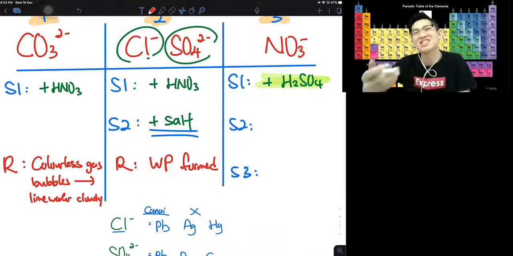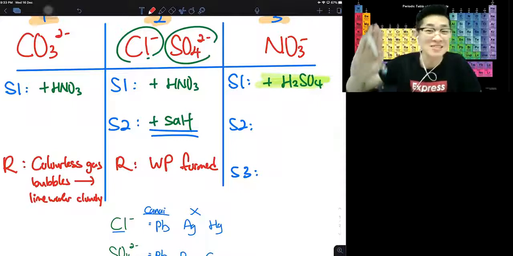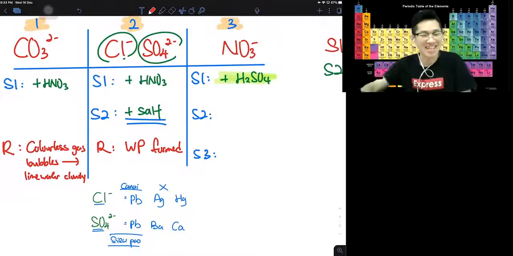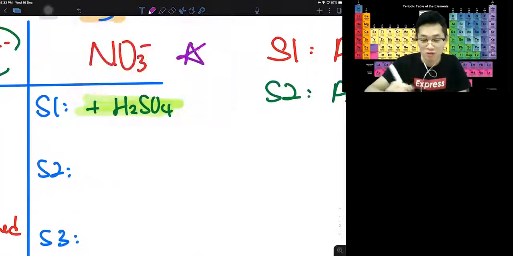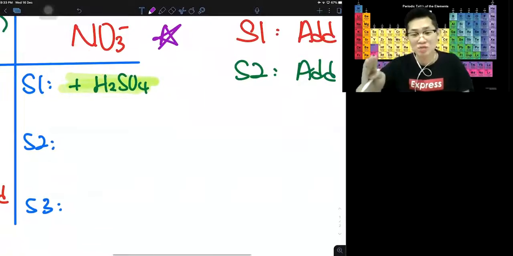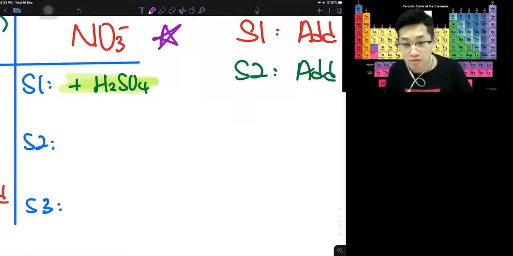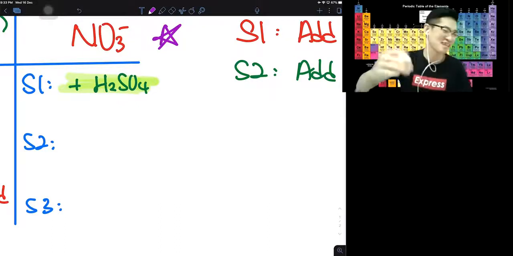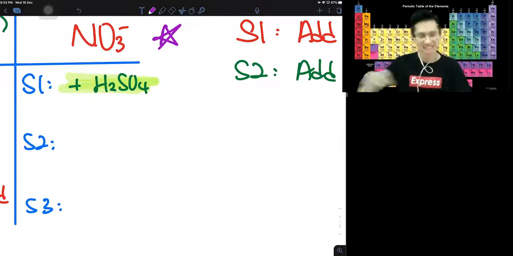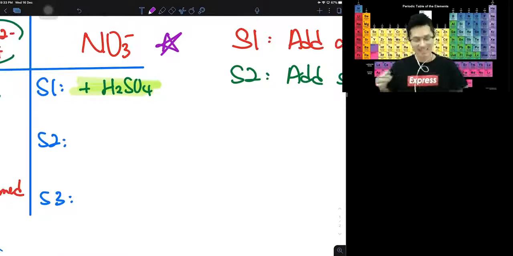Okay, number 3. This is the most important one, because it is the hardest one. That's why the exam always asks you. So nitrate. This is the one that is always asked in the exam.